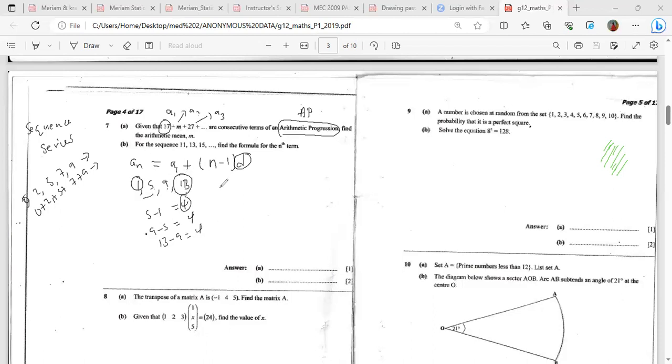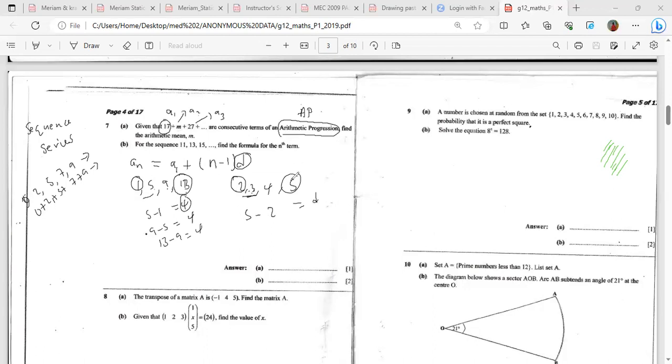If you have 2, 3, 4, 5, don't say 5 minus 2. This one and that one, that is wrong. So 2 and 3, but then don't start with this. Always start with this one, the later term minus the earlier term. Then you get your common difference.